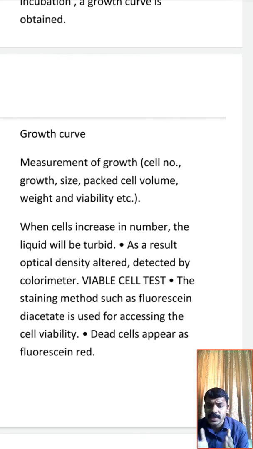Now what is the viable cell test? As I told you, to measure the viability of the cell, whether they are living or dead, there is a test. Staining methods such as fluorescein diacetate are used for assessing the cell viability. Dead cells appear fluorescent red. So in this fluorescein diacetate staining technique, if cells are dead, under the microscope they will appear red. Otherwise, they are living cells.